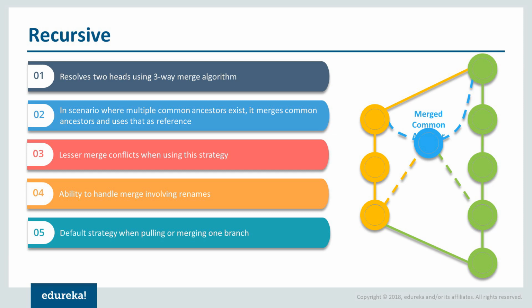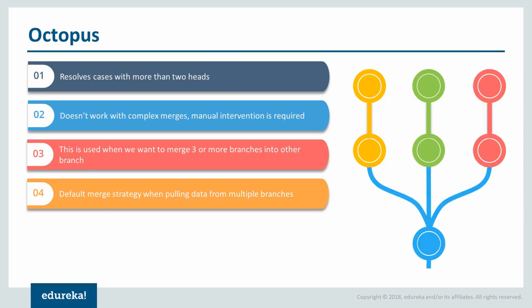There are fewer merge conflicts when using this strategy, which we currently saw. This has the ability to merge involving renames. So this is the default strategy when pulling or merging one branch. The second one is the recursive, and the third one is octopus, I should say.